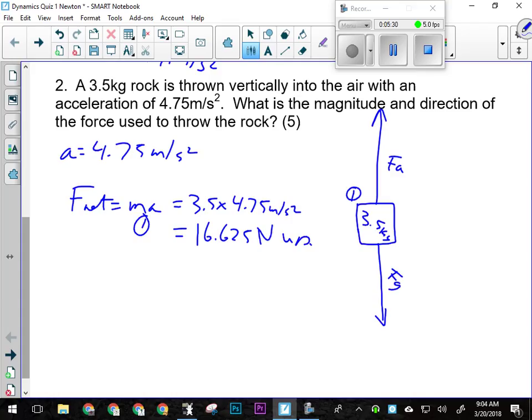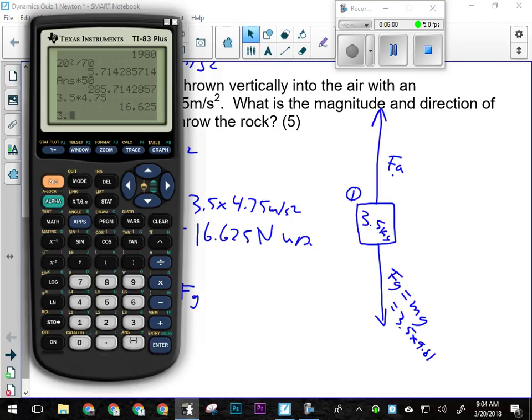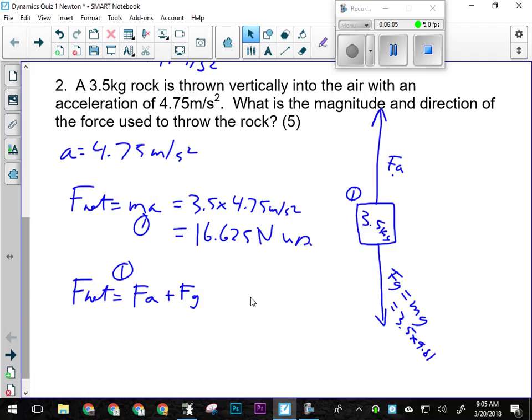Now I need to calculate the other forces because I'm looking for this force. And the other way to calculate net force is the sum of all forces. So that would be the applied force plus the force of gravity. They can have a mark for recognizing that sum of all forces was going to be important here. If they have it in there somewhere, good enough. Got to calculate the force of gravity. That I can calculate, 3.5 times 9.81. So we got 34.335 newtons working downwards.